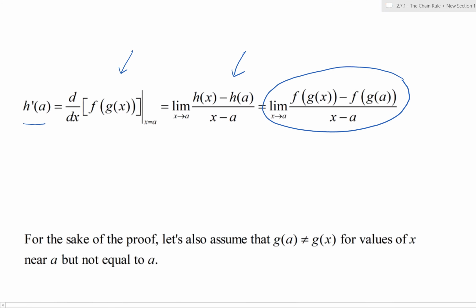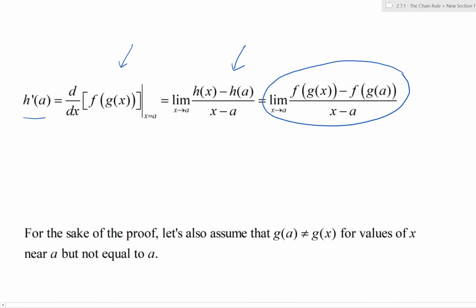Now, for the sake of this proof, we're going to assume that g of a is not the same as g of x in general, at least for values of x near a but not equal to a, because in that case there's another special case that we have to consider. So consider this a proof that works for most functions. But if that happened to be true, you'd have to do another kind of side proof to consider that special situation.